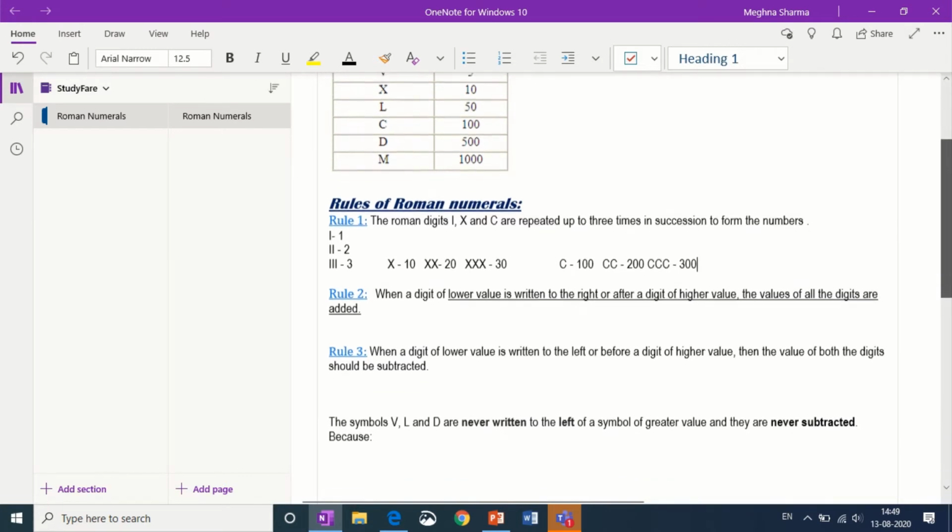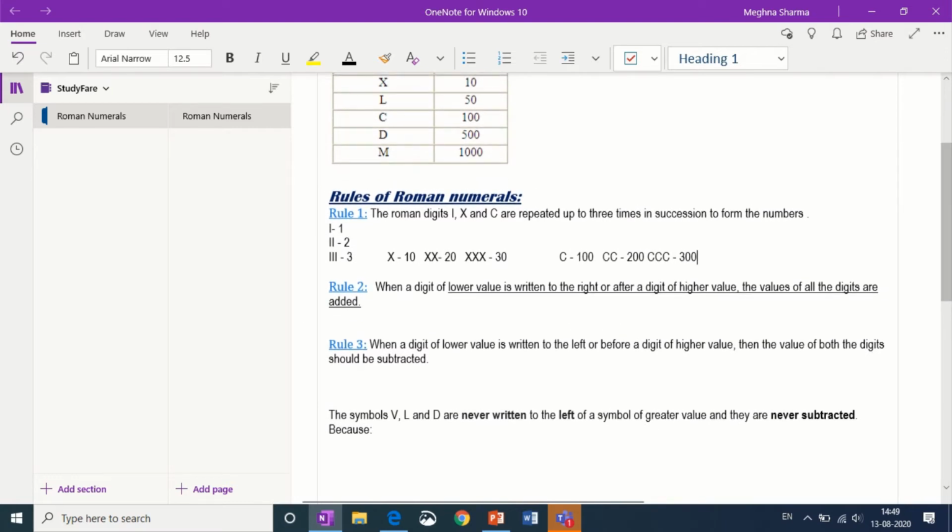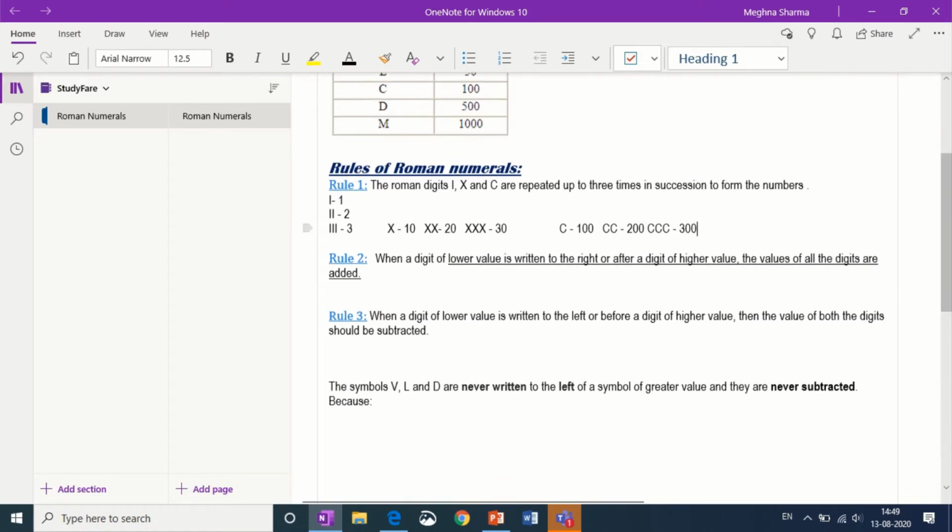Now let us see the second rule. When a digit of a lower value is written to the right, or after, a digit of a higher value, the values of all the digits are added. Here also we added, but what is the difference over here? Let us see.